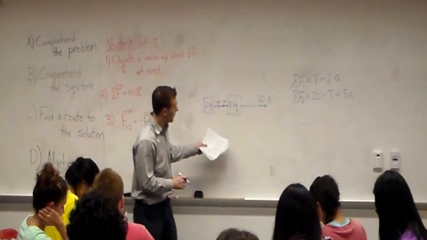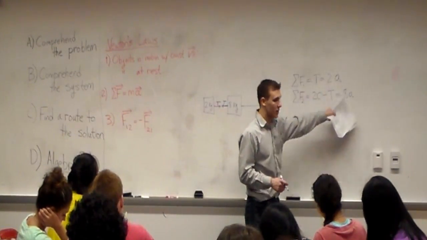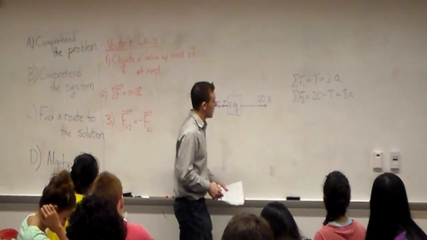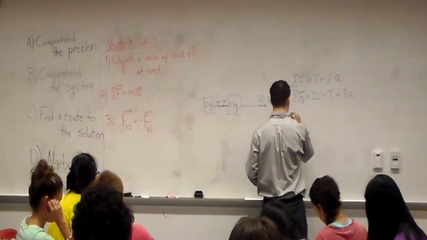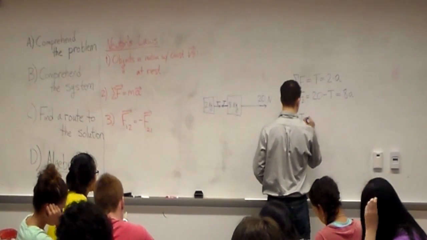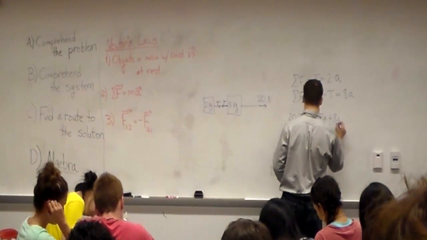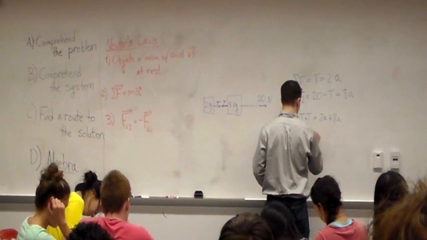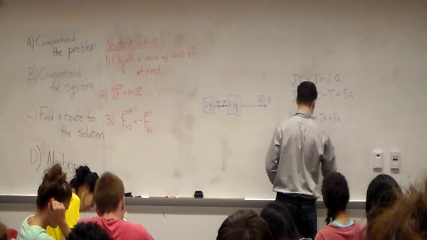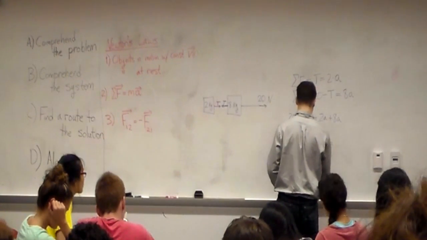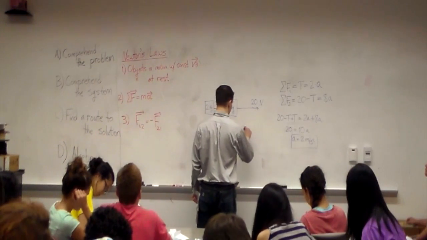So, to solve them, I need to eliminate. I have 2 equations, I have 2 things I don't know. I don't know the tension, I don't know the acceleration. So we'll eliminate one. The simplest thing to do is just add these equations together, and what you'll see is on the left-hand side, I get 20 minus T plus T equals 2A plus 8A, or 20 is equal to 10A, therefore A is equal to 2 meters per second squared. Then T is equal to 2 times A, so the tension is equal to 4 newtons.